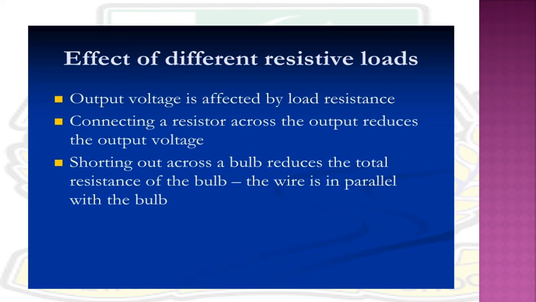Now there are some effects of different resistive loads. Output voltage is affected by load resistance. Connecting a resistor across the output reduces the output voltage. Shorting out across a bulb reduces the total resistance, as the wire is in parallel with the bulb.